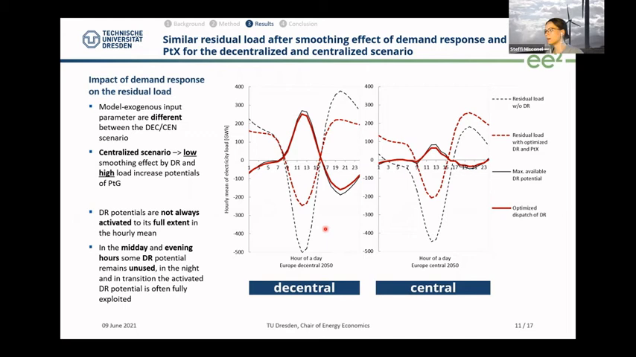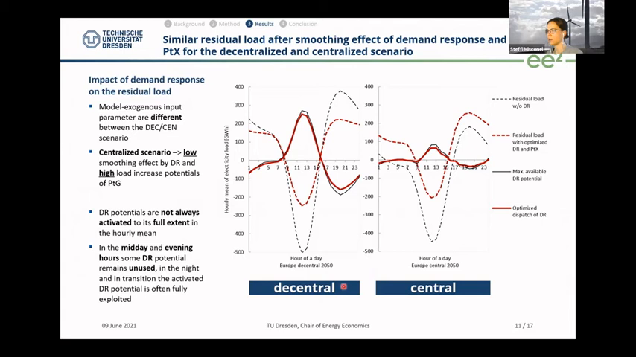However, the hourly demand response potentials for load reduction are activated in the early morning and in the evening to decrease capacity deficits in both scenarios. And the hourly demand response potentials for load increase are activated during the midday hours in both scenarios, mainly to balance the surpluses of renewable energies, mainly caused by the high PV feed-in.